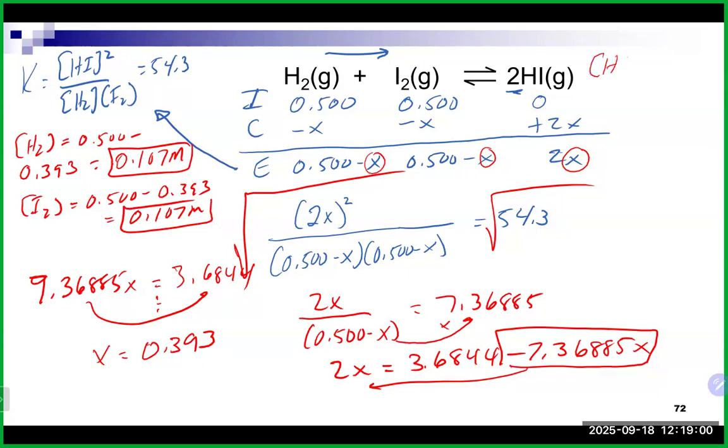And lastly, our HI at equilibrium is equal to 2x. So that's going to be 2 times 0.393 molar, which gets us 0.786 molar in this case as our product side. Any questions on that calculation? Again, if you put those numbers back in, you're at about 54-ish.